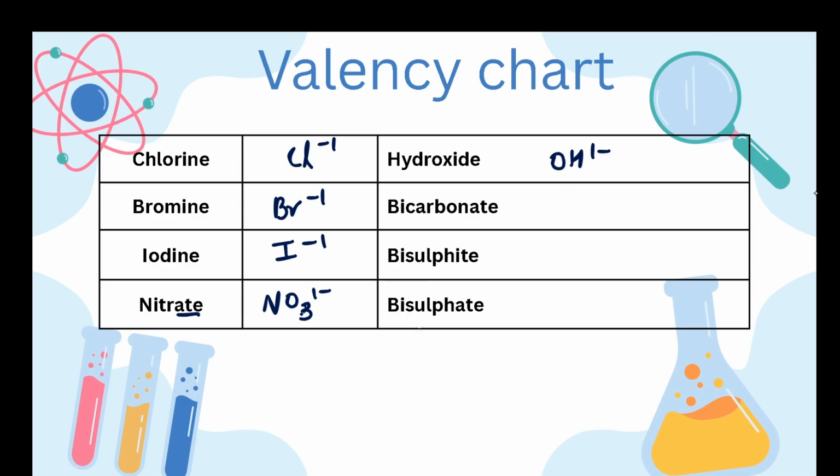Bicarbonate, bisulfite, bisulfate, all will start with H. So bicarbonate is HCO3 having a valency of 1 minus. Bisulfite, ITE, is HSO3, 1 minus. ITE means less, ATE means more, and bisulfate will be HSO4 having a valency of 1 minus. So all the bis will be having hydrogen in its radical.